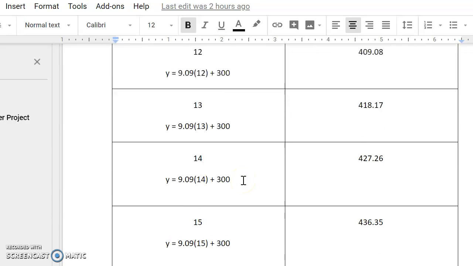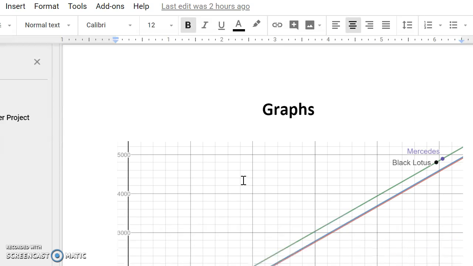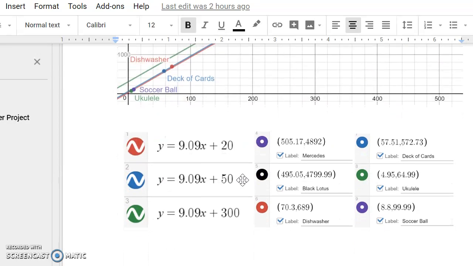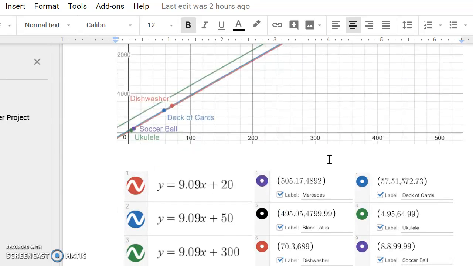All right, keep going, and we're to the graphs. Now I'll just show you. I already did this. There's my graphs, and that's what we're going to do today. I'm going to show you how I made that.